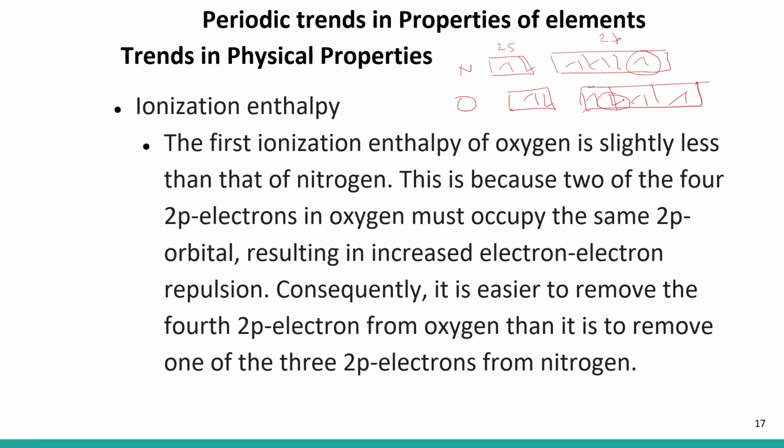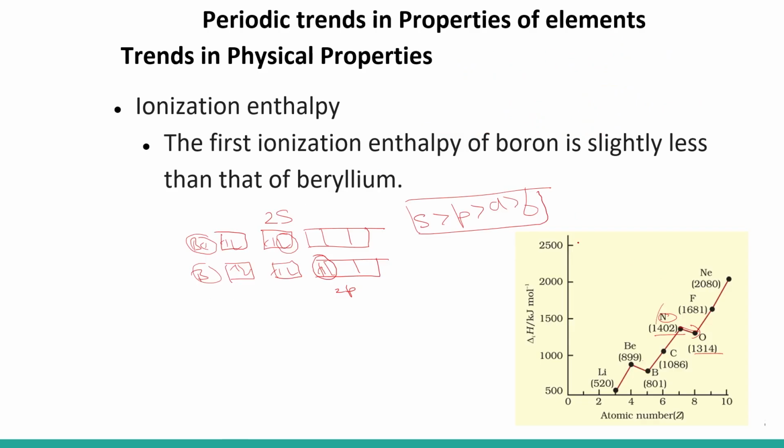So due to this increased repulsion, it is easier to remove it, and the first ionization enthalpy of oxygen is less than the first ionization enthalpy of nitrogen. So this is the reason: there are 2 electrons in the same orbital, so it is easier to remove due to increased repulsion as compared to nitrogen, in which the outermost electron is in a singly occupied orbital. So this is the reason we see this trend here. So there are 2 exceptions. First, beryllium ionization enthalpy is greater than boron, and nitrogen ionization enthalpy is greater than oxygen. So this is for the second period.